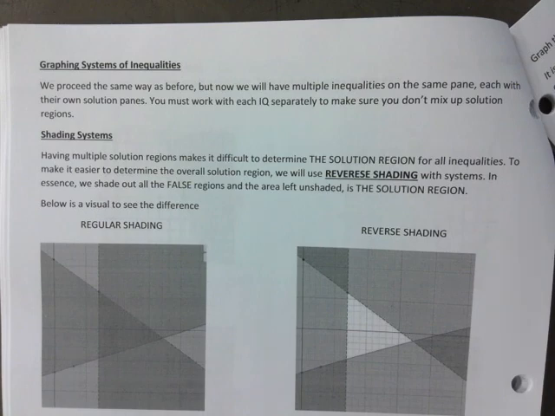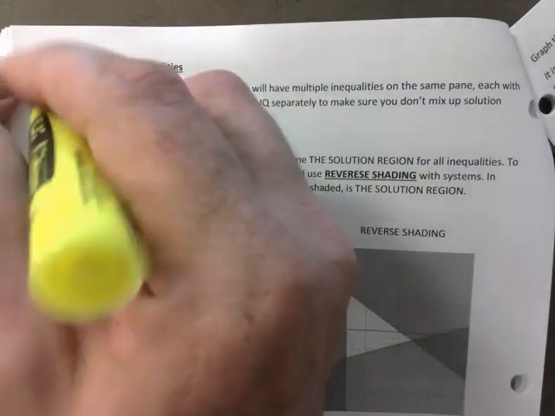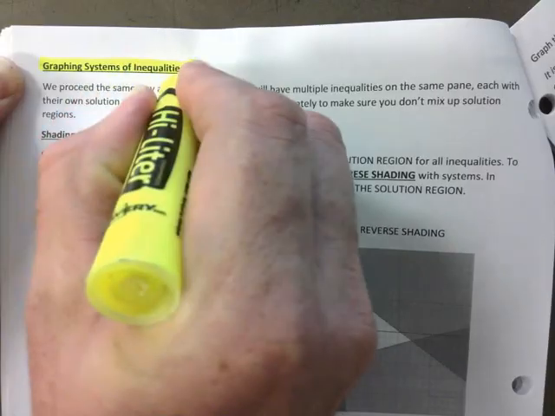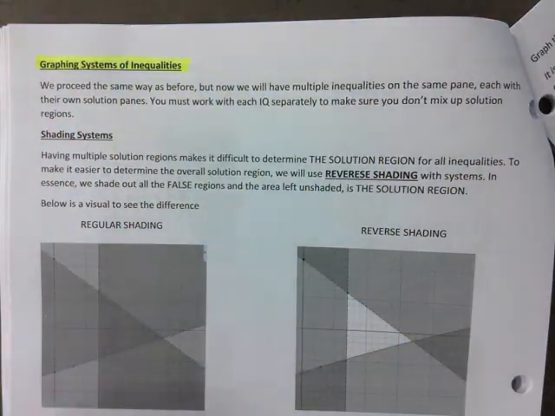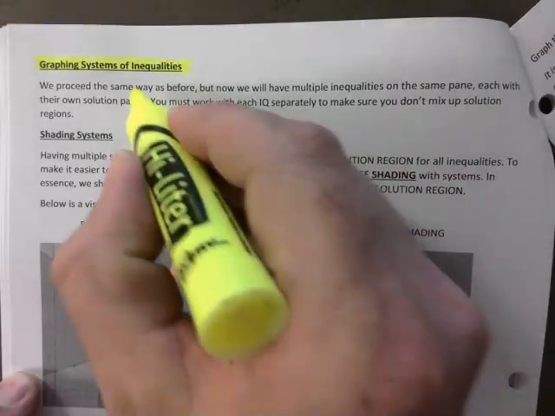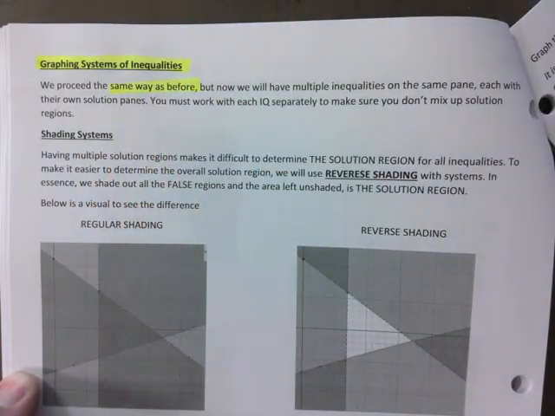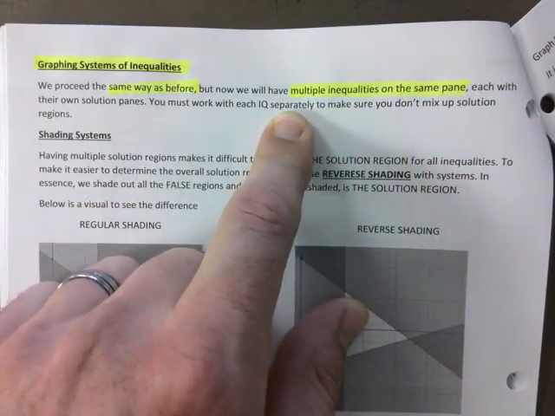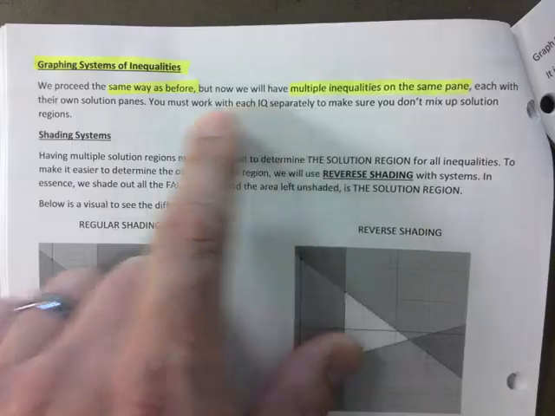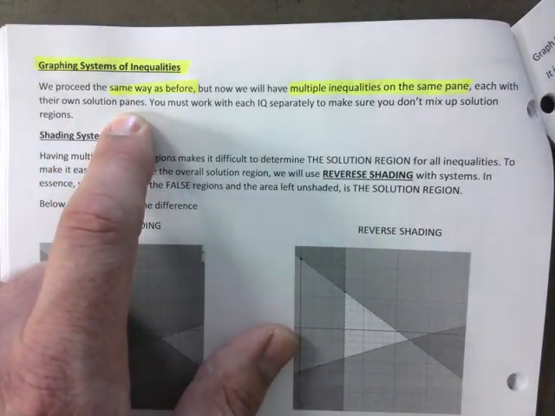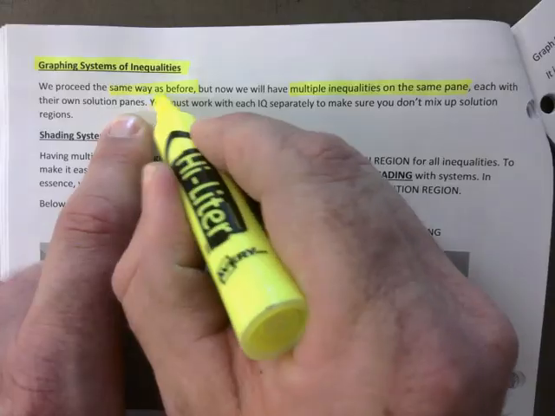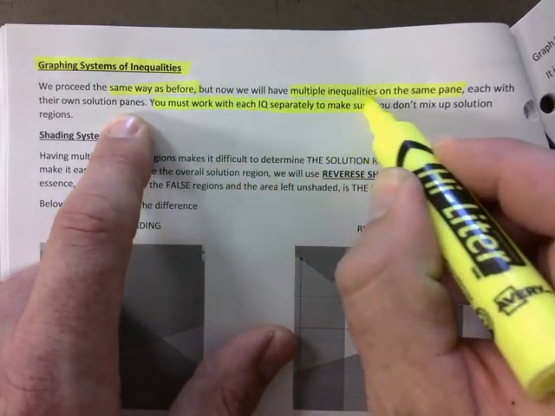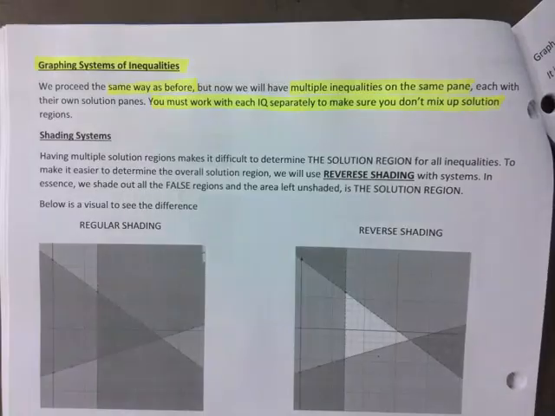Same thing, except for multiple inequalities at the same time. There are a few levels of difficulty added, but not much. Same way as before, every inequality, so we'll have multiple inequalities on the same pane, each with their own solution panes. Okay? You must work each inequality separately so you make sure you don't mix them up.